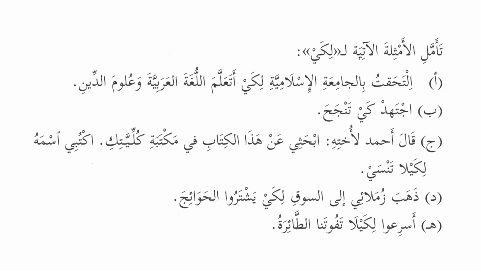Ta'ammal al-amthila al-atiya. Now we have to reflect on the examples. Li, for. Likay, for likay. Okay. So the first one is iltahaqtu bil-jami'a al-islamiyya. I joined the Islamic University. Likay, so that ata'allam, I learn. So now you can see over here, because of likay, it has become mansub. It was ata'allamu, but it has become ata'allama al-lugha al-arabiyya wa ulum ad-din, so that I can learn Arabic language and the sciences of religion.